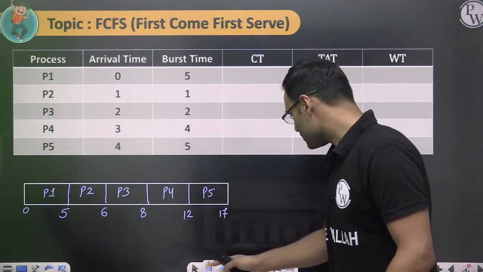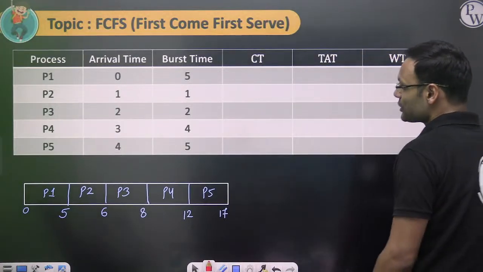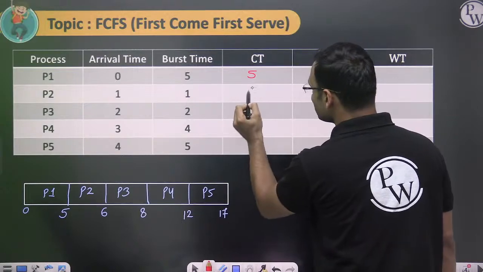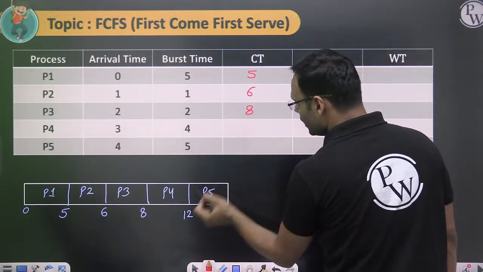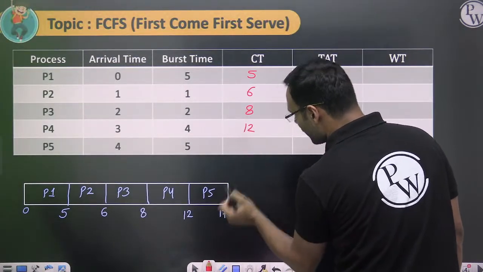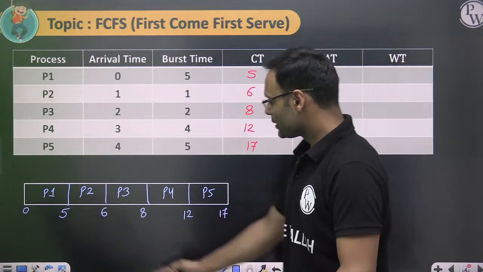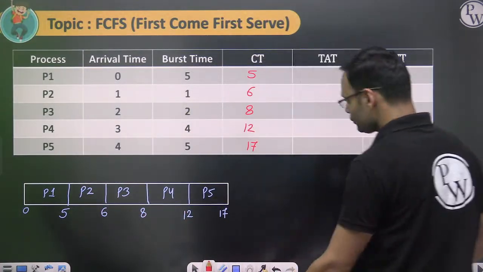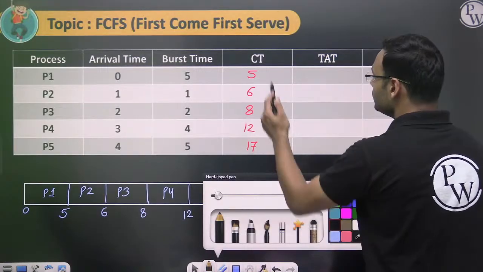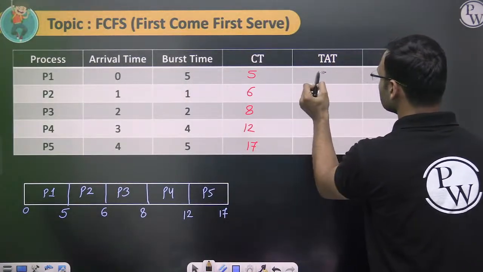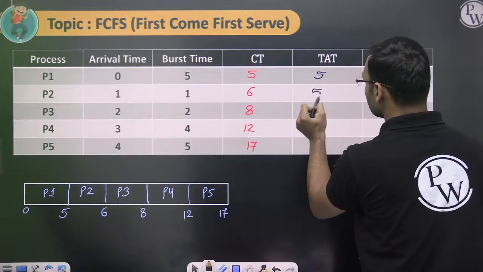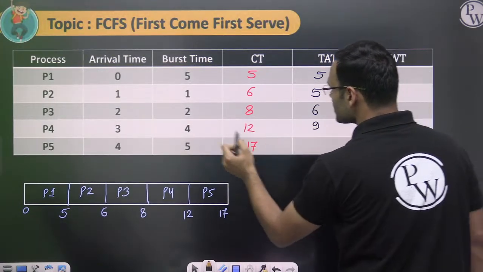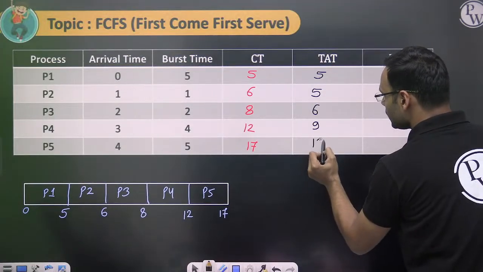Now the rest of the things are very easy. Completion time: P1 completes at 5, P2 completes at 6, P3 completes at 8, P4 at 12, and P5 at 17. Look at this: P1 at 5, P2 at 6, 8, 12, 17. Turnaround time is completion time minus arrival time. 5; 6 minus 5 is 1; 8 minus 2 is 6; 12 minus 3 is 9; 17 minus 4 is 13.